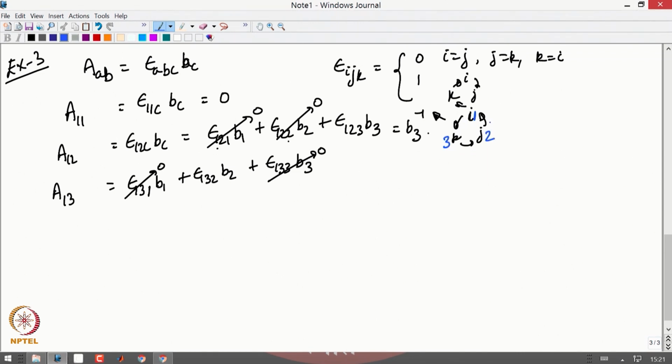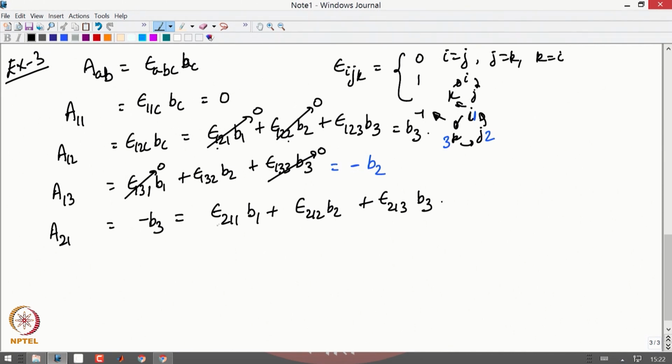So, this is an anticlockwise permutation. So, this will take a value of minus 1, and then this is minus B2. Similarly, I can show that A21 is going to be minus B3, since this will be nothing but epsilon 211 B1 plus epsilon 212 B2 plus epsilon 213 B3. These two are 0 again, because an index repeats itself.